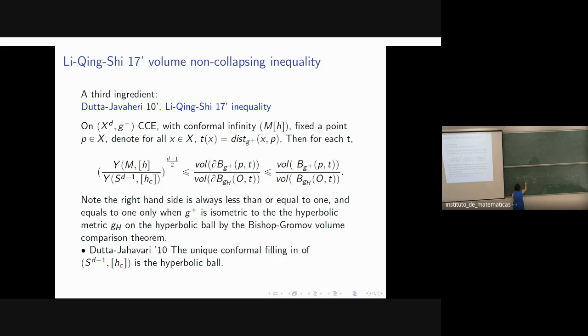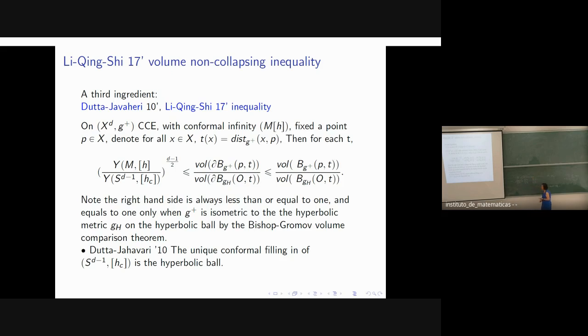But what the LQS inequality says is, in the CCE setting, you can compare this ratio of the area to a lower bound. And that lower bound is the Yamabe constant of the manifold divided by the Yamabe constant of S with the canonical metric, to a suitable power, d minus 1 over d or something like that. For d equal to 4 it is the 3 over 2 power. So that's the inequality.